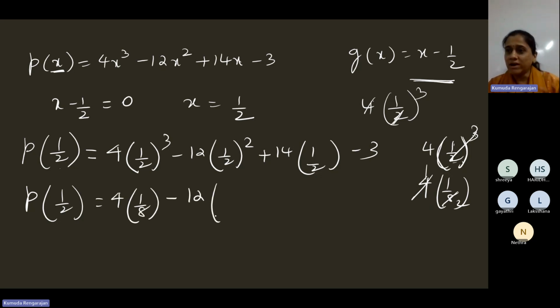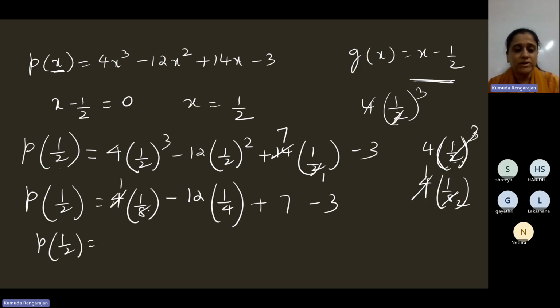same story here. 1 by 2 the whole squared first: 1 by 4. Don't be in a hurry to cancel. Plus, here you can cancel, because there's no power. So 2 ones are 2, 7 twos are 14, minus 3. All right. So P of half is equal to, now cancel: 1 by 2 minus 4 ones are 4, 3 threes are 9, so minus 3 plus 7. Okay, plus 4. Then what is plus 4 minus 3? Plus 1.